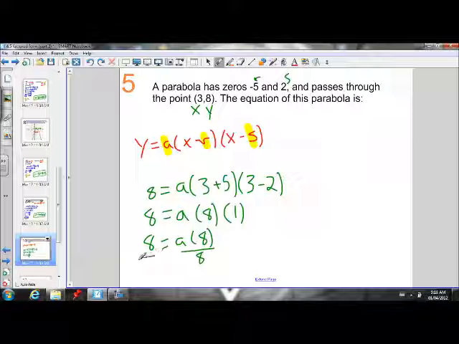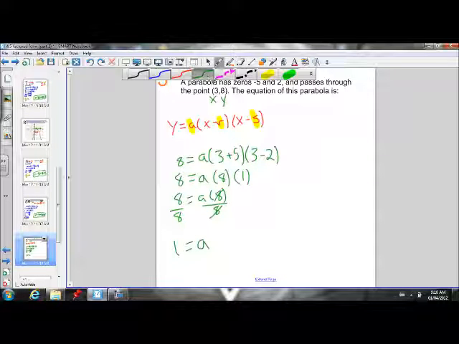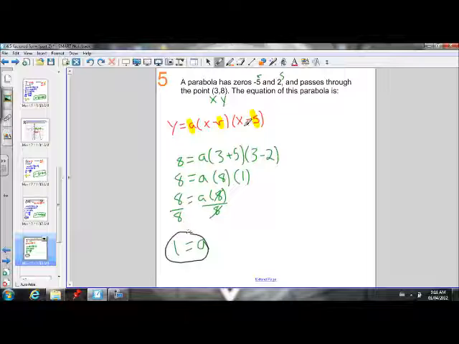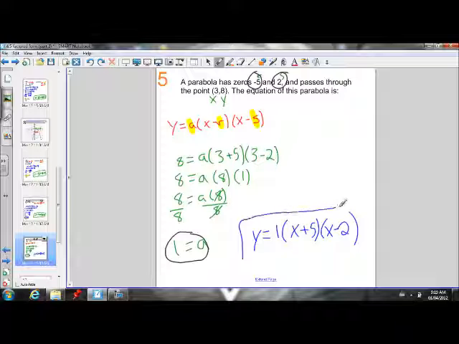Isolate a, divide both sides by 8. Okay, these 8s cancel. 8 divided by 8 is 1. I now have an a value of 1. Okay. In order to write the equation of a parabola in factored form, I need to sub in values for a, r, and s. And I have all of those. So I can go ahead and write my final equation. My final equation is y equals a is 1, x minus -5, because r is -5, so x minus -5 becomes plus 5. Then x minus s. s is 2, so x minus 2. Okay, there's my final equation.